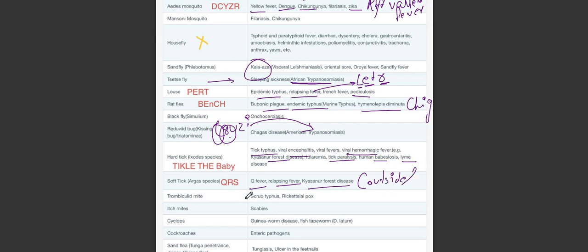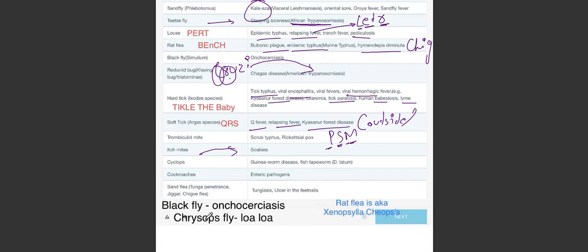Then mite. We had written PSM. M for mite, P for pox, S for scrub typhus. Itch mite is caused by scabies. Cyclops causes Gnathostoma diseases or fish tapeworm, you all know that. And sand flea, you have to remember this: tungiasis, an ulcer in the foot nail. It is not that important, but some Q banks also give this question again and again, so you should do it.